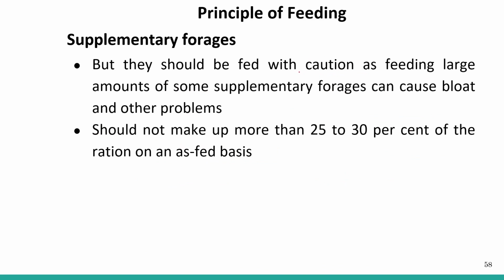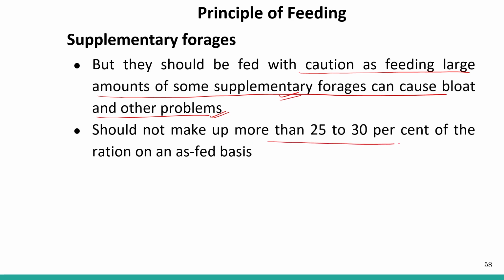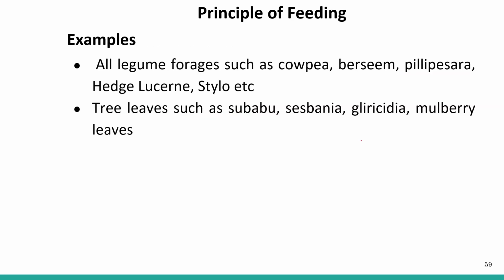But they should be fed with caution, as feeding a large amount of some supplementary forage can cause bloat and other problems in the animal. So the correct quantity of the supplementary forage should be used for feeding animals. It should not make up more than 25 to 30% of the ration on an as-fed basis. Okay, so generally 25 to 30% of the animal feed should be supplementary forage.